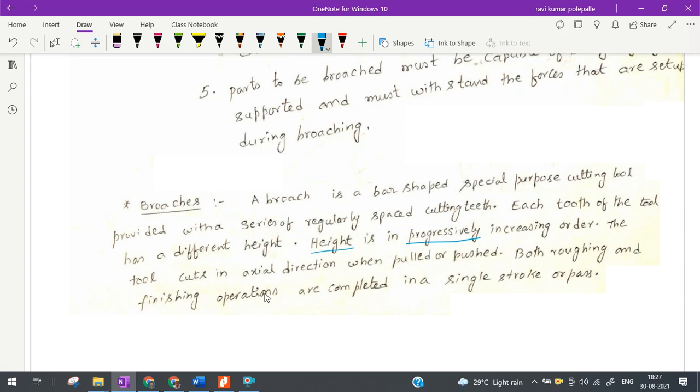Further, the broach may be a pull broach or a push broach. Roughing operations, finishing operations, both of them are completed by single stroke of this tool, which we call it as broach.